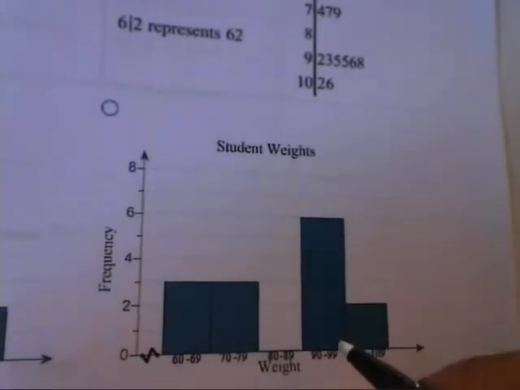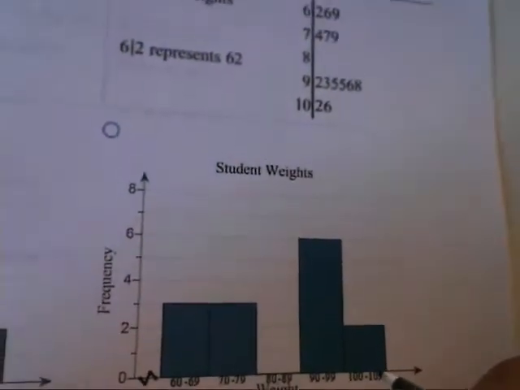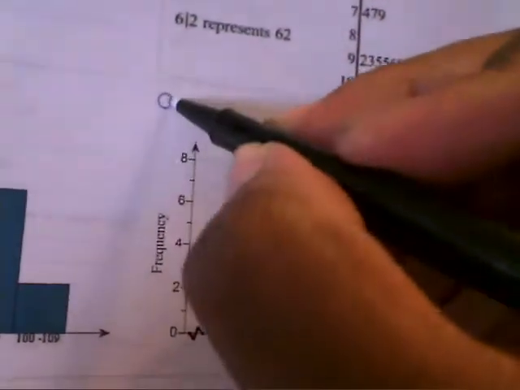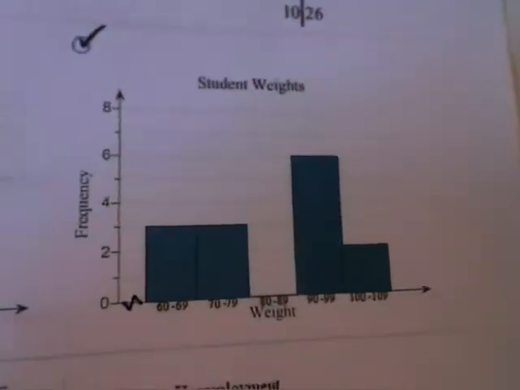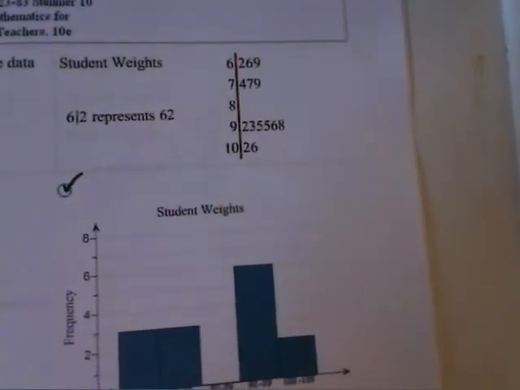And there are 6 numbers for the 90-99 range and 100-109 range. So this particular histogram would be the representation of this stem and leaf plot.